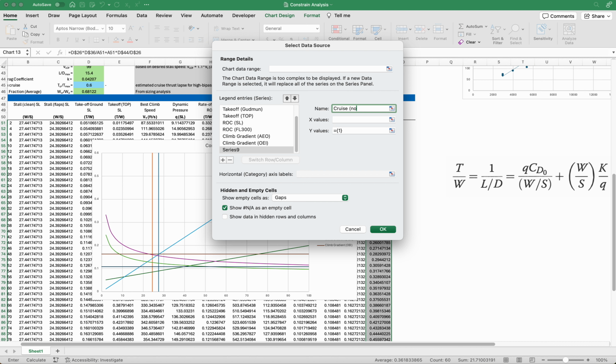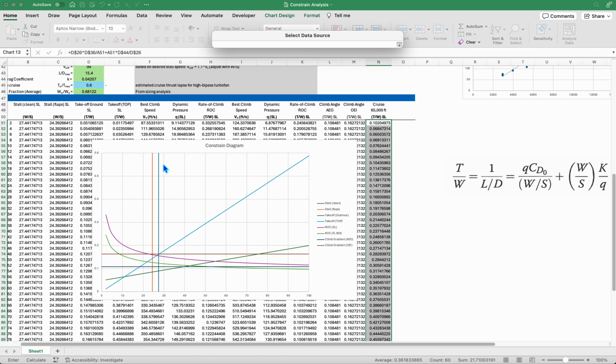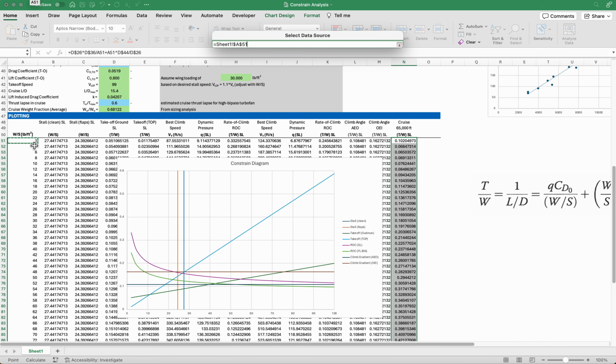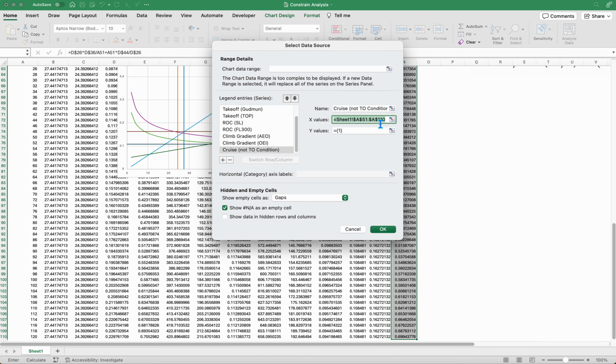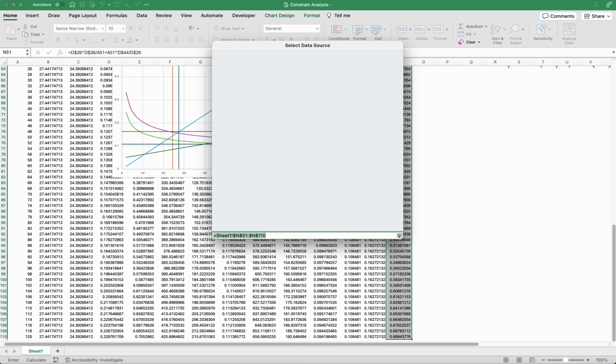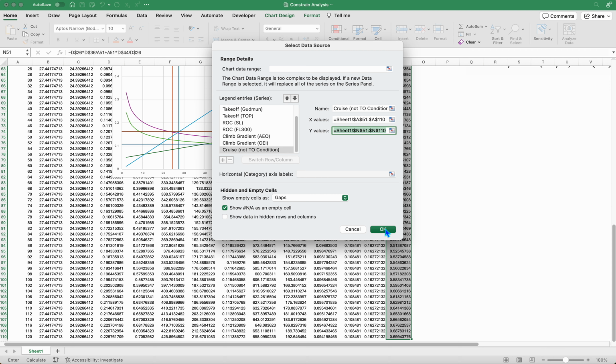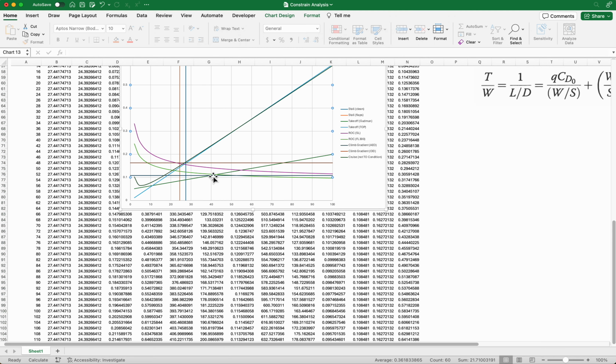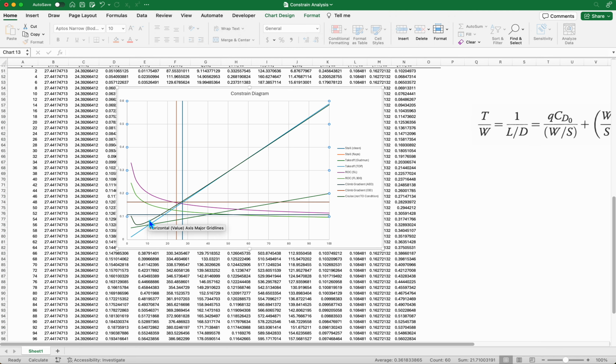Let's say no consideration for takeoff conditions. Our x values are our wing loading values, and our y values are thrust to weight values. So when we plot this, we see this relationship up here.